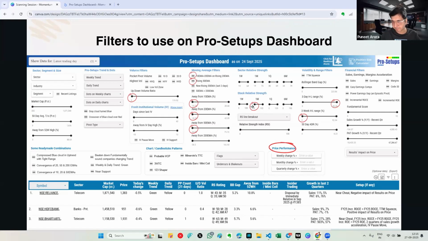This is the 1 month RS. So you can put a number here, 90. If you're looking beyond 1 month, you can put a quarterly RS also of 90 here. You can use price performance for monthly and quarterly change over here. The 3-week high-low range, which I mentioned, you can put here. For pauses, you can use the 3-day high-low range here and the distance from 10 EMA.